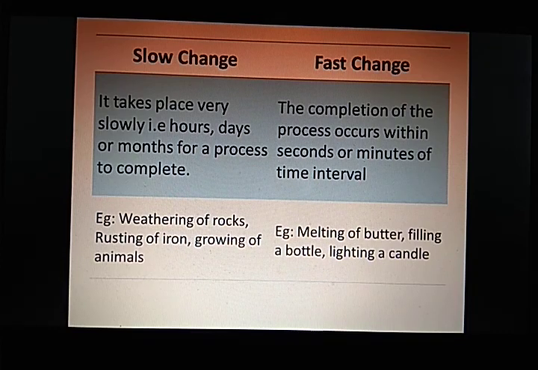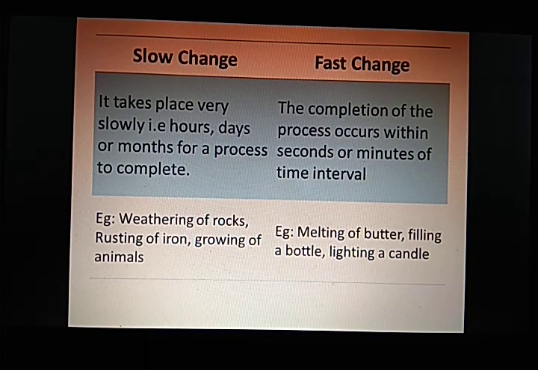For example, weathering of rocks, rusting of iron. Weathering of rock is a pretty slow change. Weathering means breaking down of rocks. Do you see rocks getting broken down within a few minutes? Now, if you are breaking them, that's a different story. Once again, human intervention is there. Without humans intervening in the process, have you seen rocks getting broken down within a few minutes?